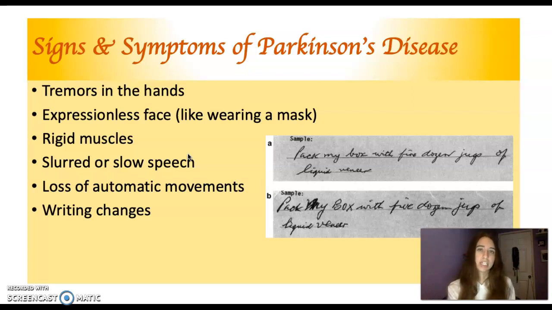And then writing changes. I have an example right here. Sample A is a person that was diagnosed with Parkinson's disease, and sample A is when they were first diagnosed. You can see the handwriting's nice, and then sample B is as their symptoms got worse, their handwriting got worse with it.